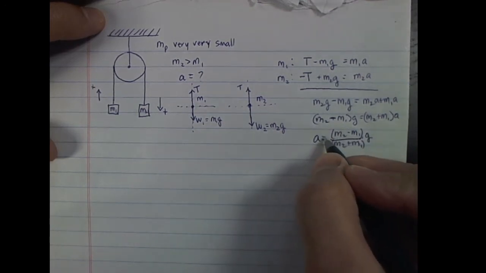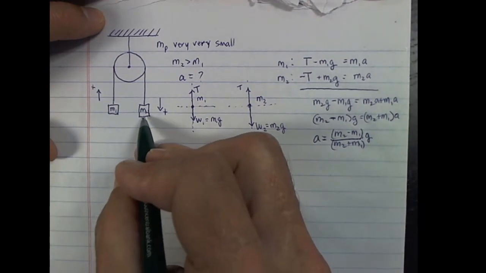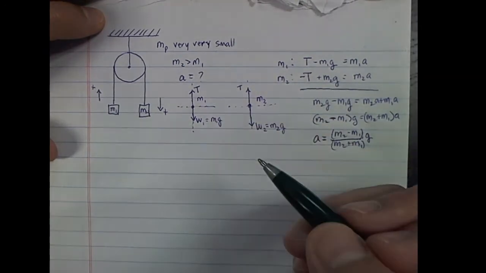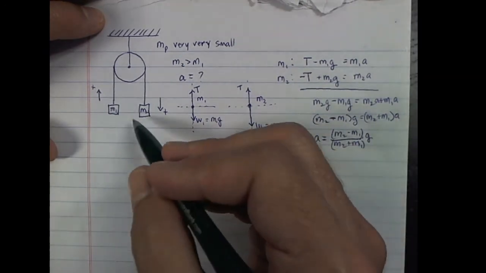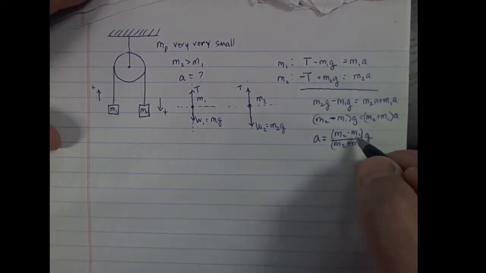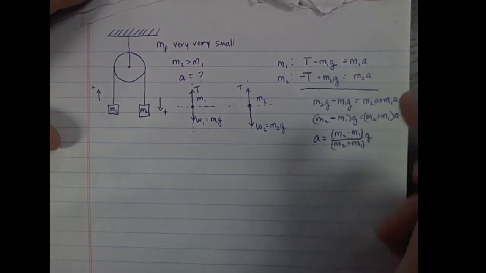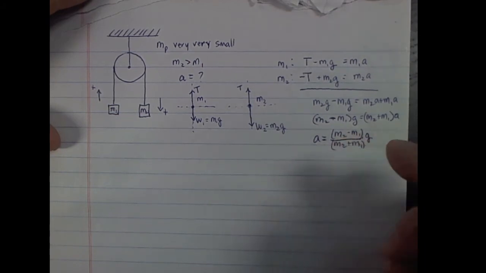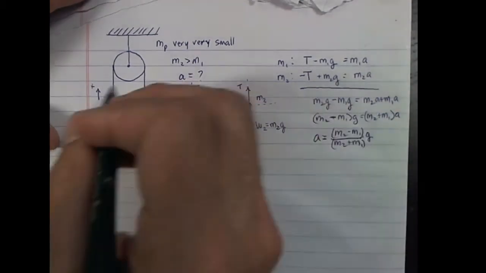So that makes sense. What about if M2 is the size of a freight train and M1 is the size of a BB? You would expect M2 to just fall like M1 wasn't even there. So it would fall with an acceleration of g. Let's see if that's what happens. If M1 is negligible compared to M2, then you basically have M2 minus 0 over M2 plus 0, which is M2 over M2. The M2's cancel, and you just get g. So this makes total sense.